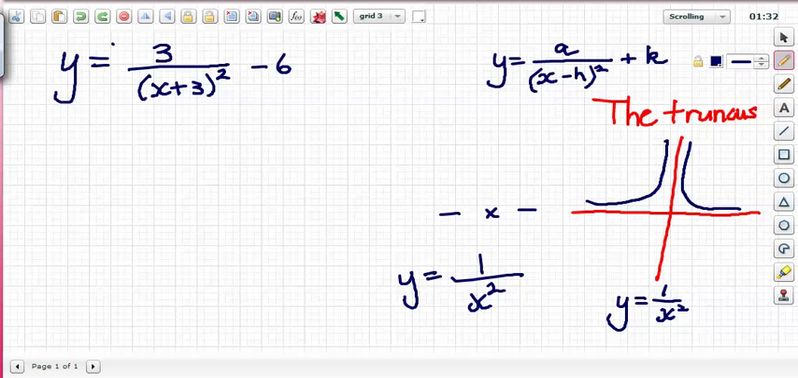Now, because it's squared, there's no way we can have a negative times a positive, is there? The only case where that happens is when we have some constant negative out the front. In this case, the standard form for a truncus, without any transformations, dilations, is y equals 1 on x squared, but I guess we want to consider the standard form this thing over here.